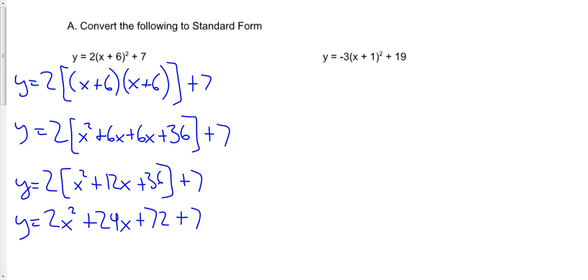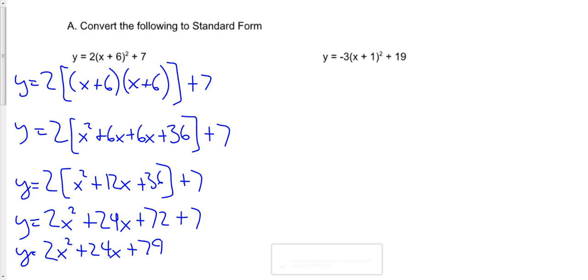So my final answer is going to end up being y is equal to 2x squared plus 24x plus 79, because 72 plus 7 gives me 79.